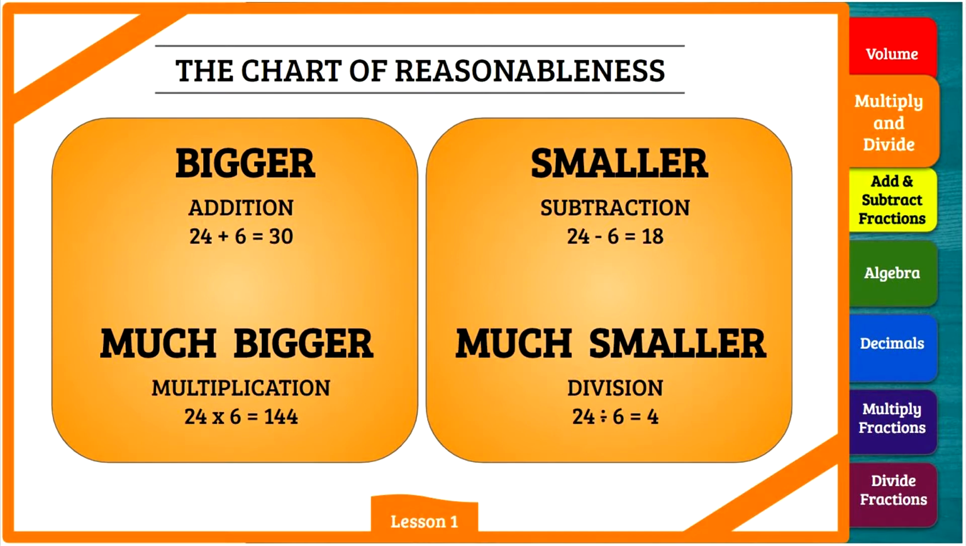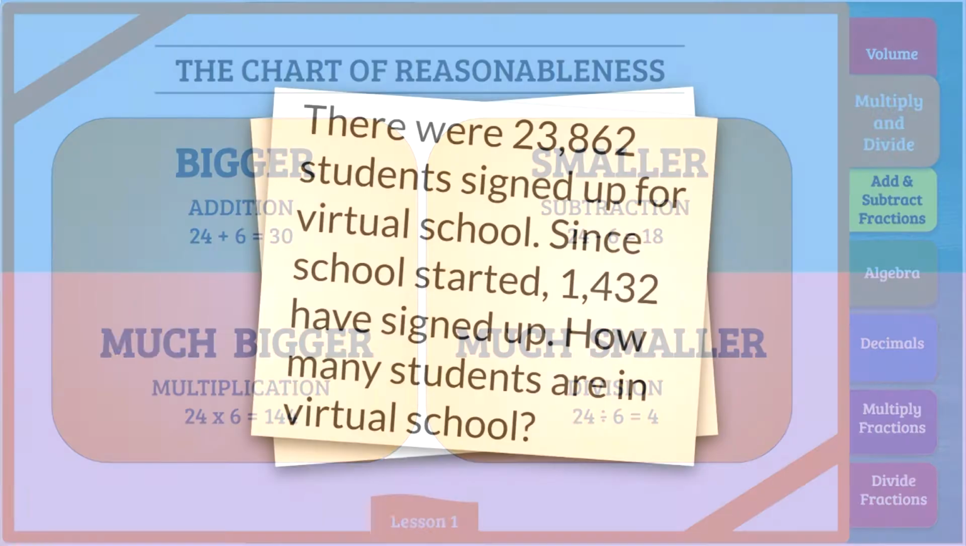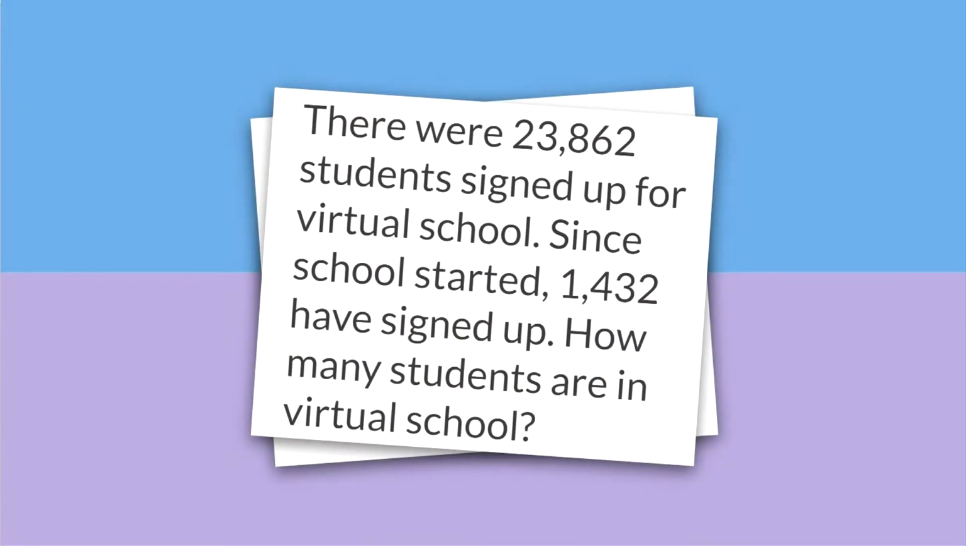Other times, you might read a story problem and go, I think after I just visualized it, the answer should get smaller. Well, stop and ask yourself, should it get smaller or much smaller? Story problem number 1. There were 23,862 students signed up for virtual school. Since school has started, 1,432 have signed up. How many students are in virtual school?